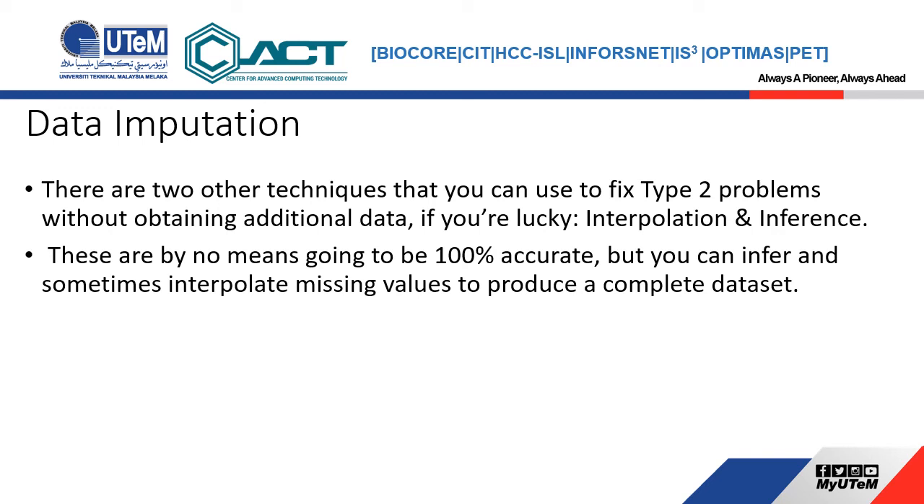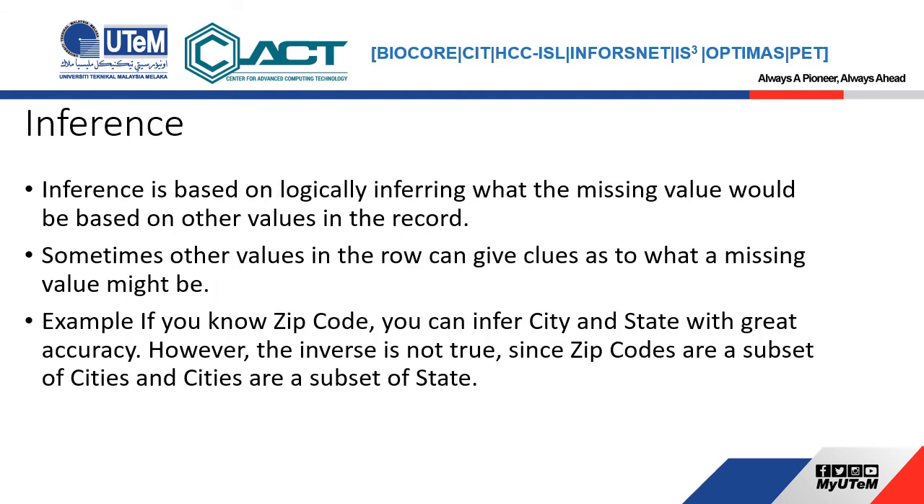Of course these values are not always going to be 100% accurate, but you as a researcher know that sometimes you can infer and impute the missing values to produce a complete data set, and you know that the values are acceptable. Inference is about logically inferring what the missing value would be based on other values in the record. It requires additional information before you can take action. It's not just simply replacing it with any value.